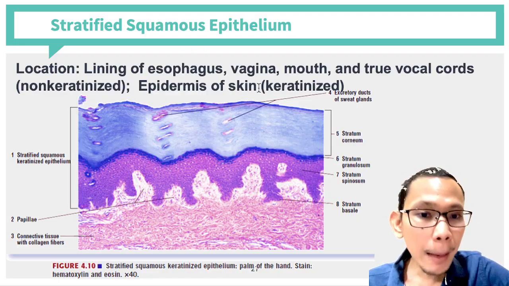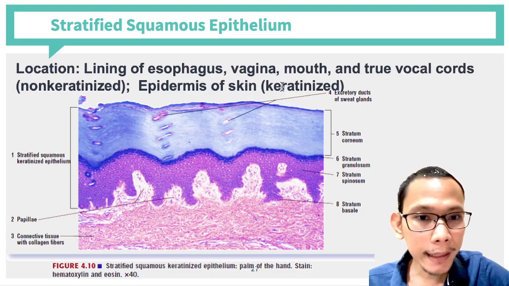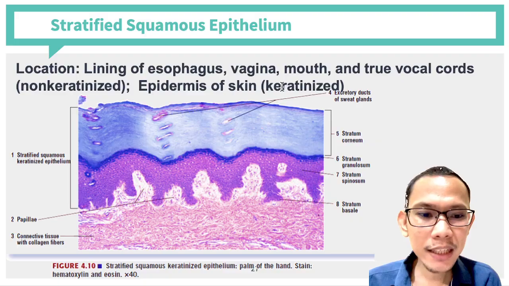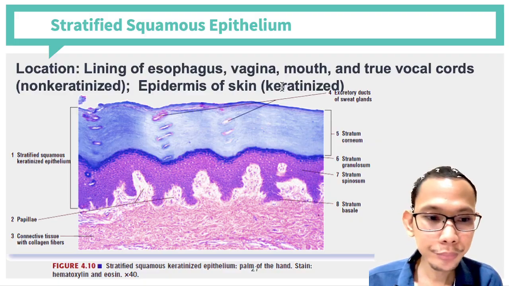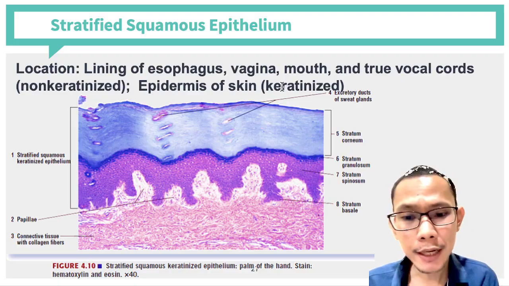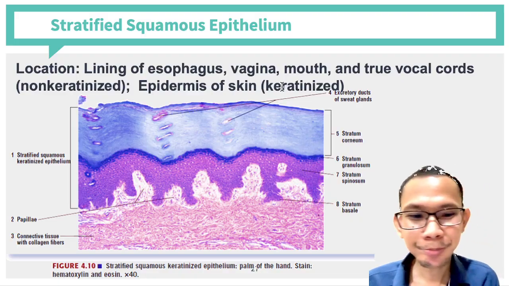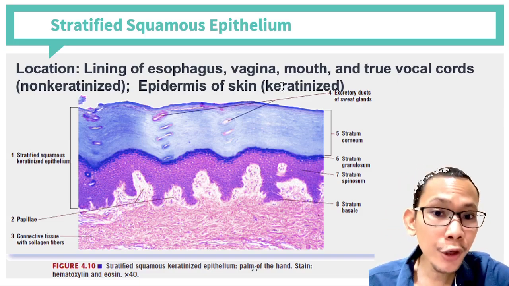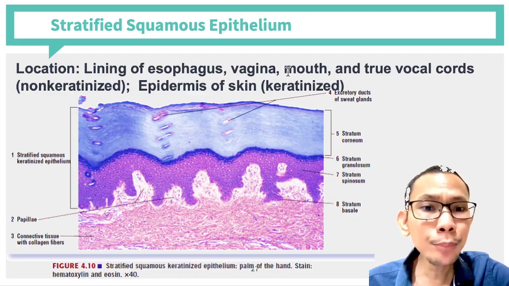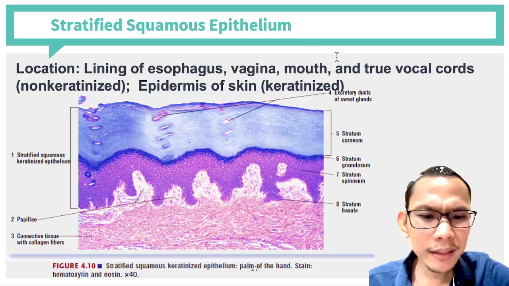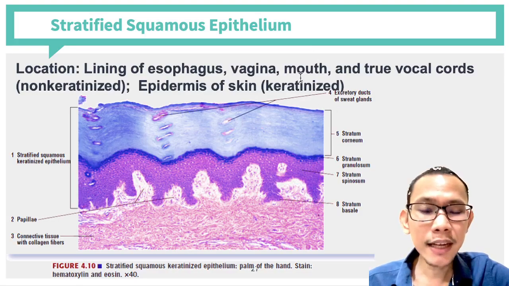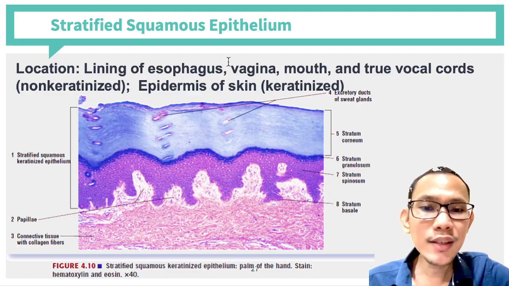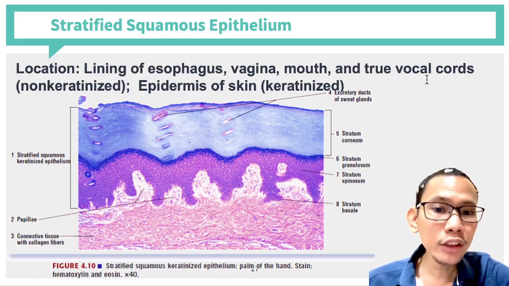But take note, the epidermis of the skin contains keratin. What's the purpose of that keratin? Epidermis of the skin, what's the purpose of that? What do you think is the purpose of that? Basically, your keratin is essential for added protection to your skin. Added protection. So that's the purpose of your keratin. So keratin is actually a protein that is necessary to add protection to the epidermis of the skin. But it is non-keratinized in your esophagus, your vagina, the mouth, and your true vocal cord.